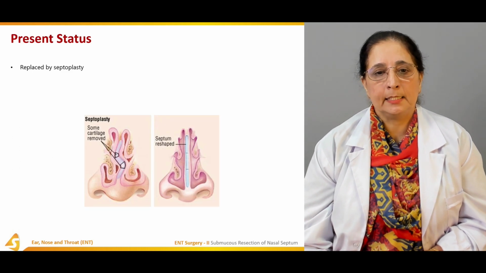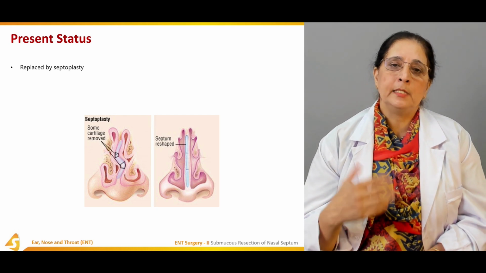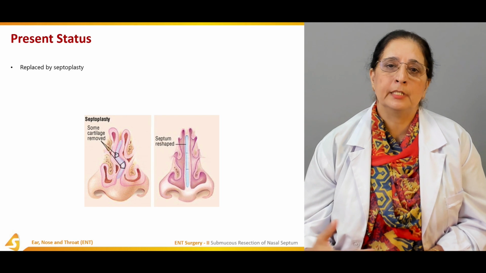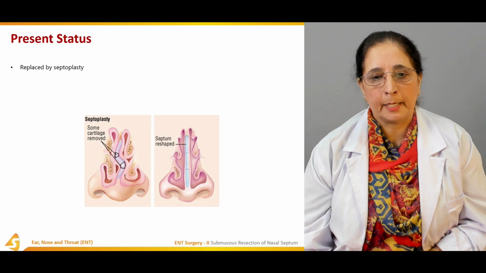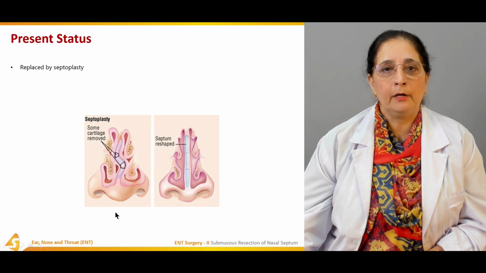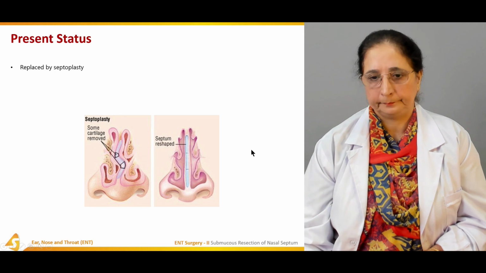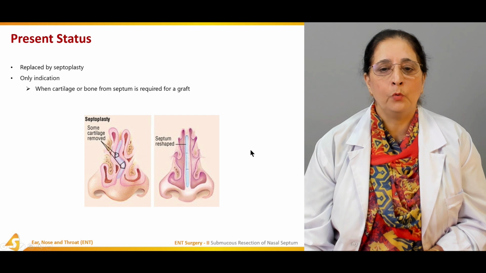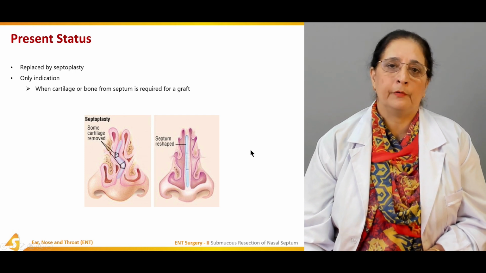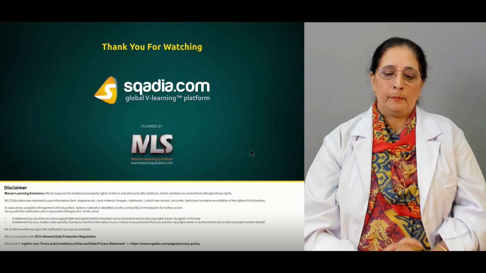Present status: it is replaced by septoplasty. Now, instead of submucosal resection, septoplasty is commonly performed. It is replaced by septoplasty, which is the repair of the septum. Here, the deviated part is removed and reshaping is performed. The only indication now is when cartilage or bone from the septum is required for a graft. So that was all about section 3.